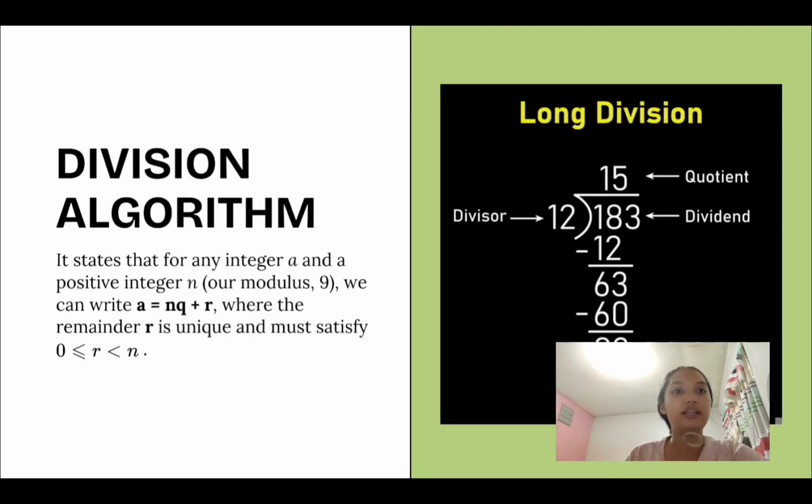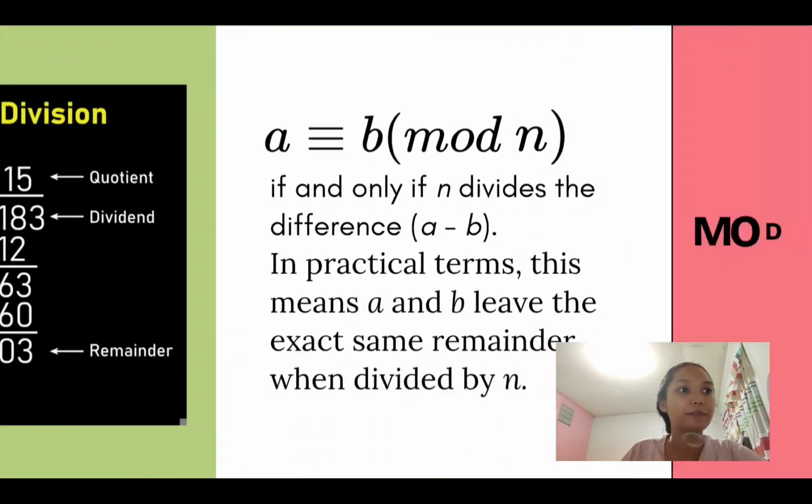It states that for any integer a and a positive integer n, our modulus 9, we can write a equals nq plus r, where the remainder r is unique and must satisfy 0 is less than or equal to r and r is less than n. The remainder r is the most important value in this entire system.